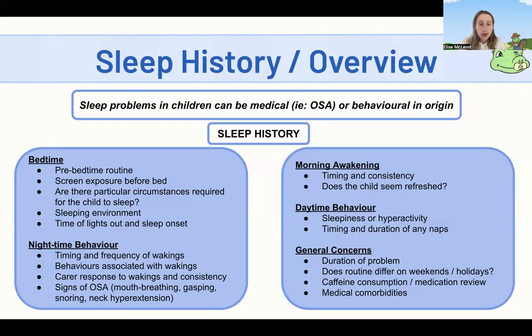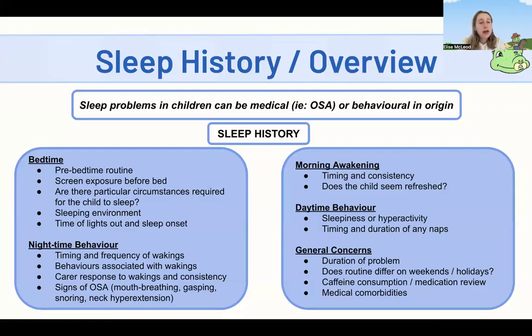So a good sleep history is quite sequential, like any other history. You want to have a look at bedtime. So, does the child have a pre-bedtime routine? Screen exposure, particularly these days, is really, really important to flesh out because this could be the reason that a child's having poor sleep. Does the child have particular circumstances required for them to sleep? Like, does the parent have to be present, for example? What's their sleeping environment like? Are they sharing a room with siblings? Are they sleeping in their parents' bedroom? What time are lights turned out? And what time does the child actually fall asleep?